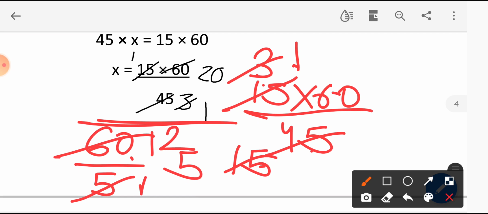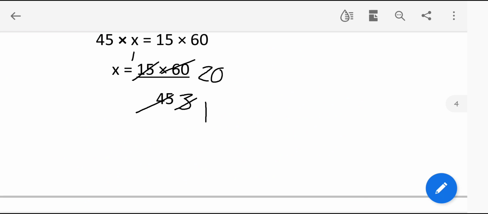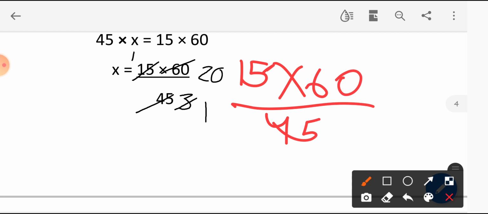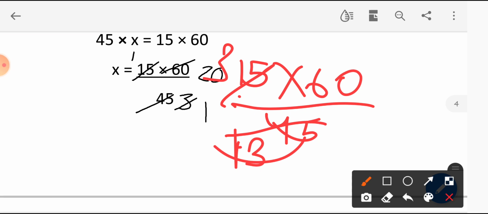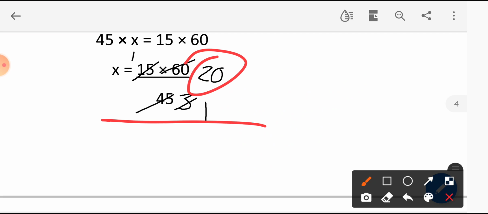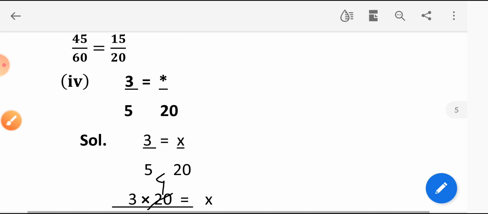Sorry, it's a mistake. The 15 into 60 upon 45, 5 threes are 15, 5 ones are 5 and 5 threes are 15 here. Then if you divide this, you will get the answer as 20 only. So you can use the smallest table also for dividing this. So the answer will be 20.